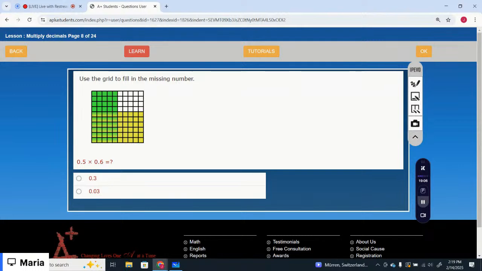Use the grid to fill in the missing number. 0.5 times 0.6 makes 0.3. Option number 1 is the correct option. Okay, you can complete the lesson by yourself later today. Let me just move on to the next lesson.